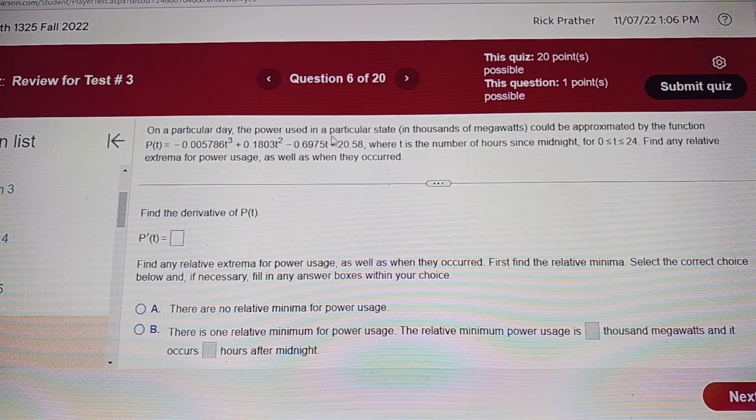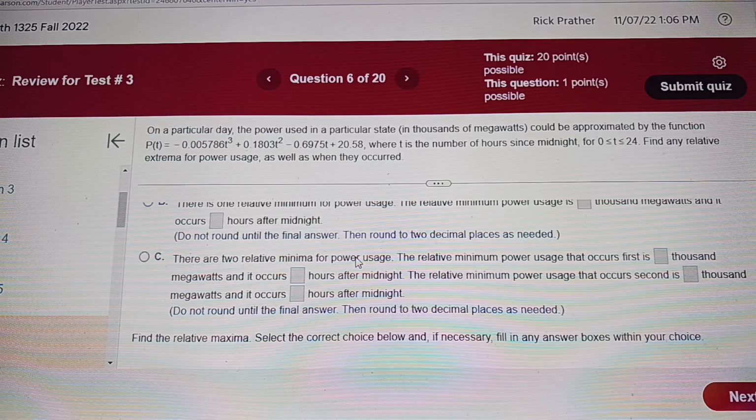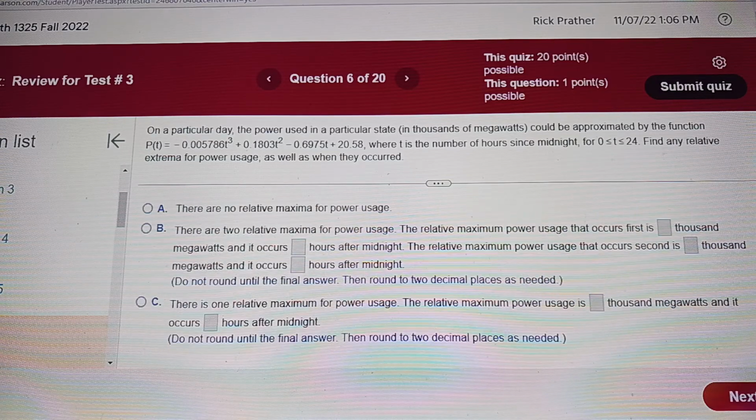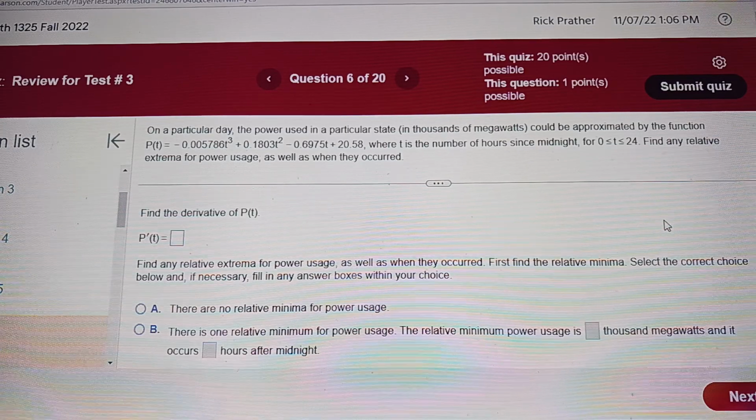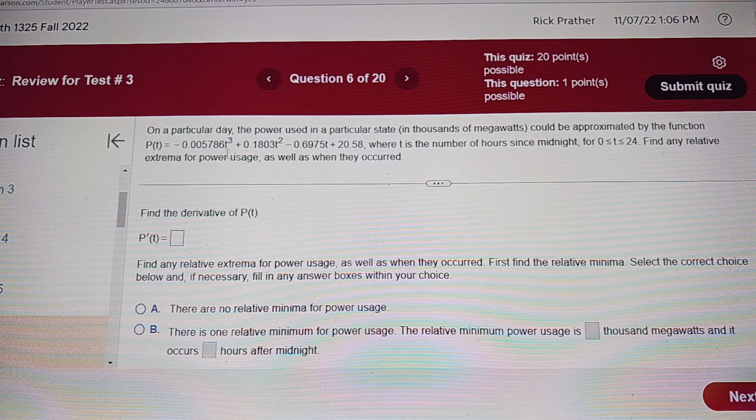Okay, on a particular day, the power used in a state could be approximated by this function. T is the number of hours since midnight. Find any relative extrema for power usage as well as when they occur. Okay, so I think this is that one that we had a little trouble with in the homework, because normally it's not till chapter 6 when you look at endpoints for maxes and mins, when it's about absolute max and mins. But because this is an application problem from either business or real life, in this case with a power company, they count the endpoints as possible answers here.